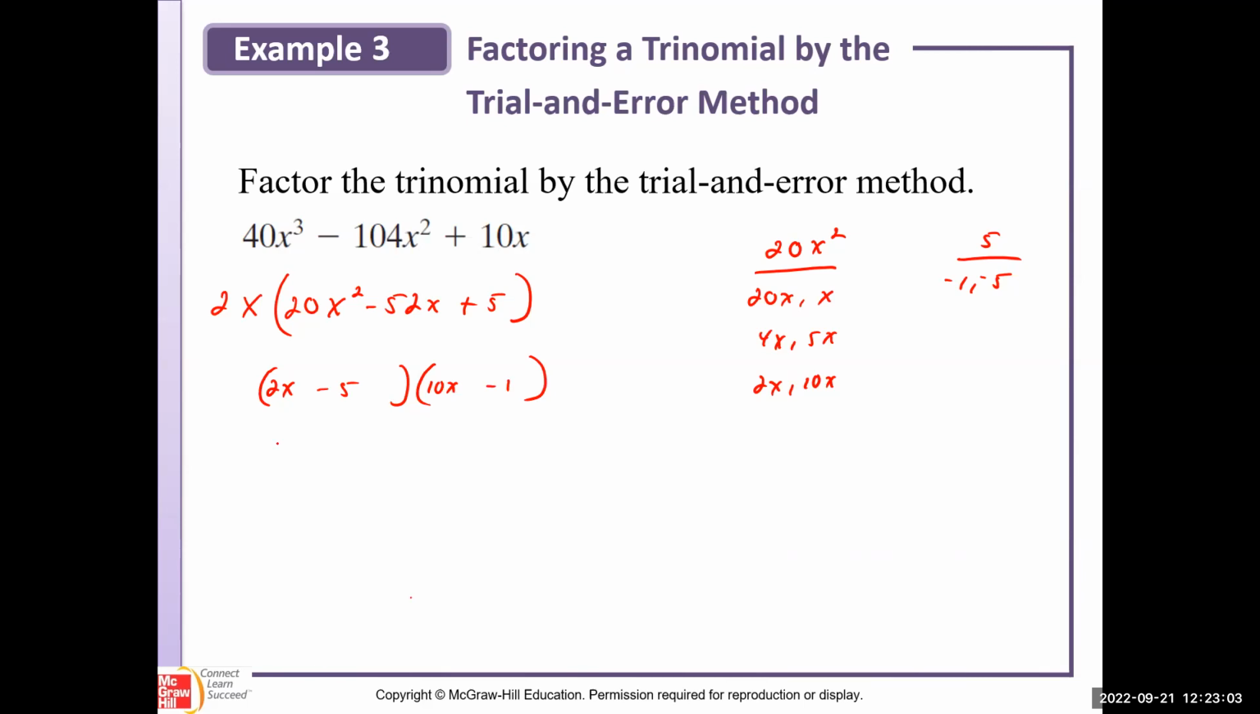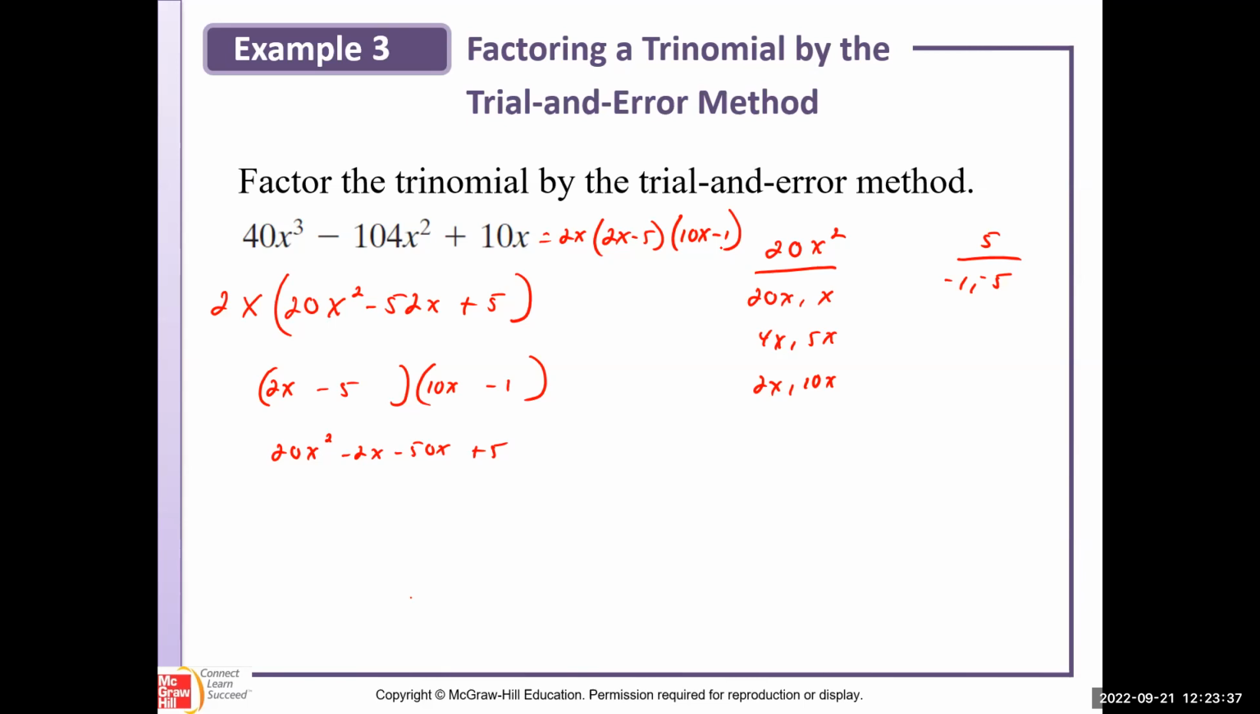All right, let's see. So 2x and 10x, that's going to be my 20x squared, right? Minus 2x minus 50x plus 5. And that's -52x. I appreciate you telling me that, because I would have just kept going. Maybe I have to slow down a little bit, not worry about my computer, worry about my brain working. All right, so 40x to the third minus 104x squared plus 10x will give us 2x times 2x minus 5 and then 10x minus 1.